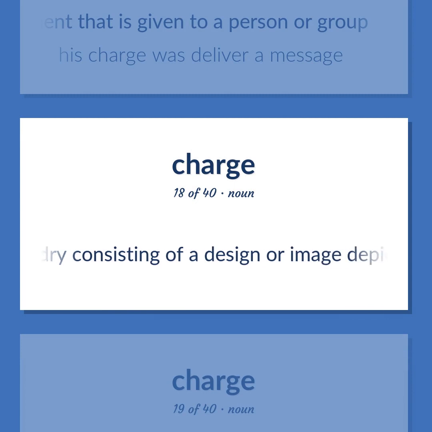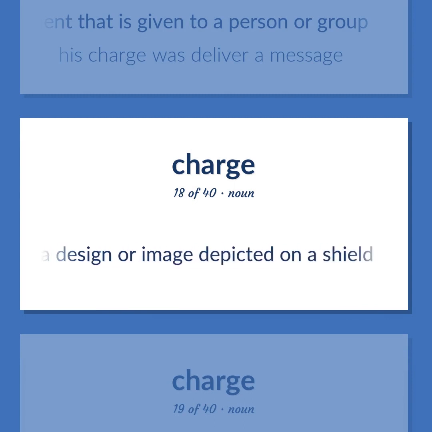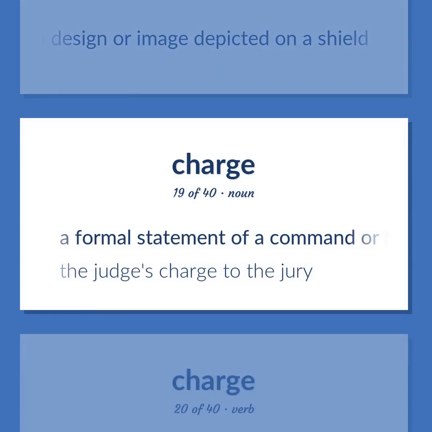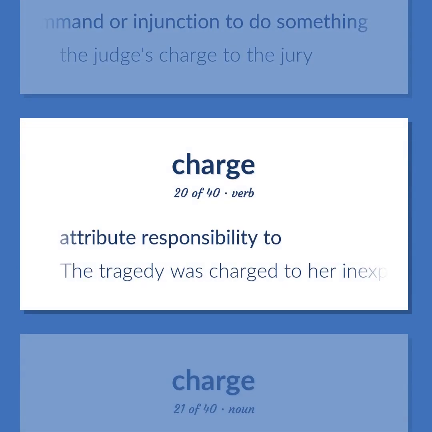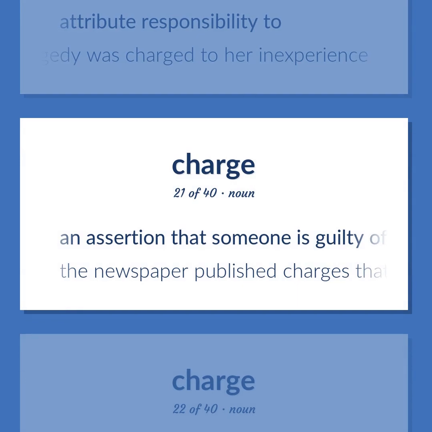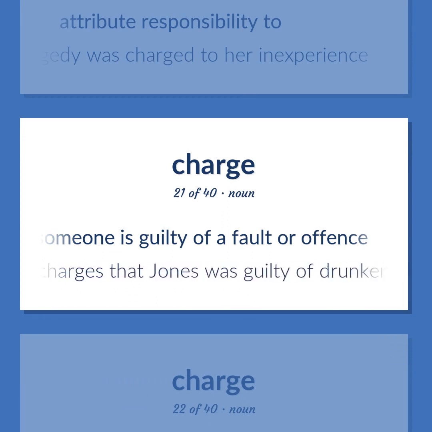Heraldry. A design or image depicted on a shield. A formal statement of a command or injunction to do something. The judge's charge to the jury. Attribute responsibility to. The tragedy was charged to her inexperience. An assertion that someone is guilty of a fault or offense. The newspaper published charges that Jones was guilty of drunken driving.